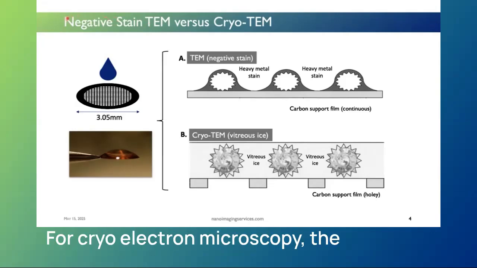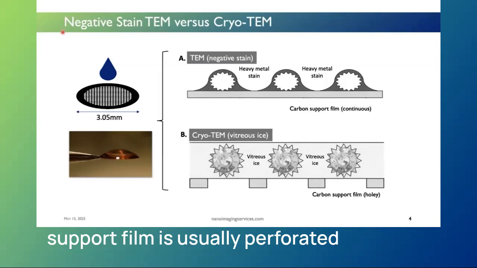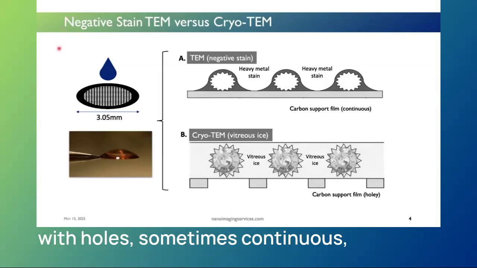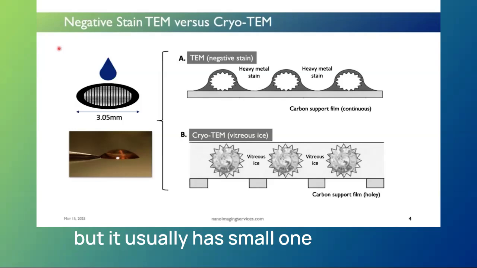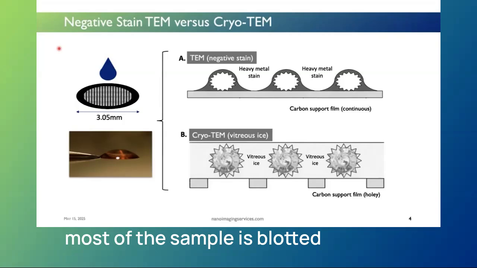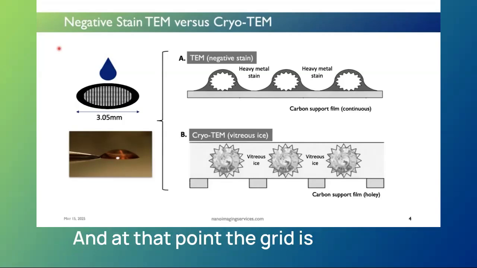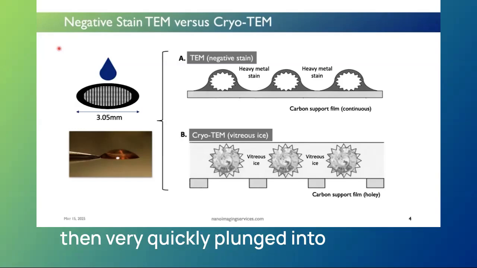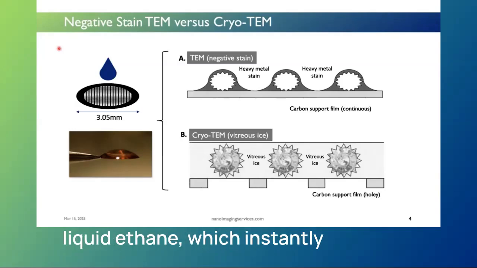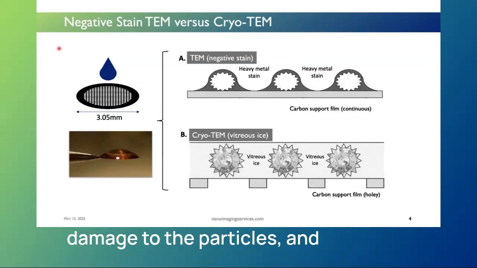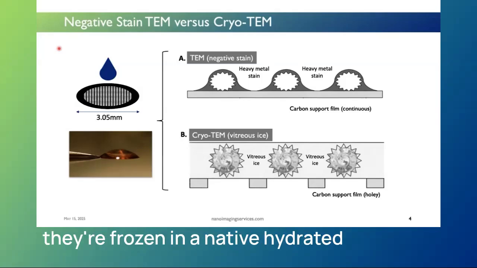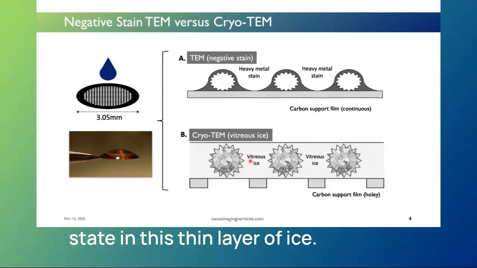For cryo-electron microscopy, the support film is usually perforated with holes. It's sometimes continuous, but it usually has small 1 or 2 micron size holes in it. So after 3 microliters of the sample is placed on the grid, most of the sample is blotted off, leaving a thin layer of the sample trapped in these holes. At that point, the grid is very quickly plunged into liquid ethane, which instantly vitrifies the sample. This vitrification process prevents damage to the particles, and they're frozen in a native hydrated state in this thin layer of ice.